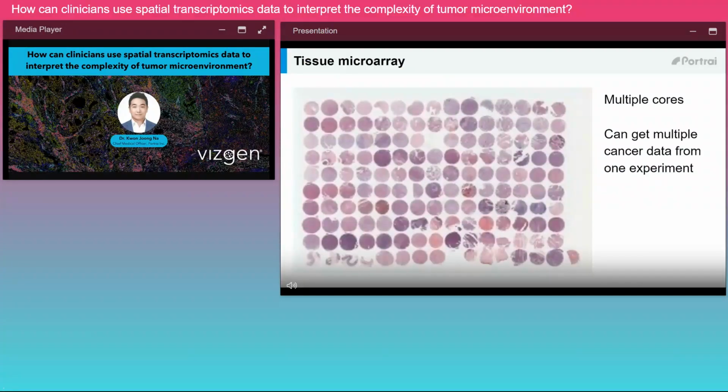So we think that using tissue microarray, we can generate multiple cores from multiple patients in a single experiment. This approach allows us to collect comprehensive cancer data efficiently, addressing the high cost associated with analyzing multiple samples. By integrating tissue microarray with spatial transcriptomics, we can significantly reduce the expenses and streamline the analysis process, making it more feasible to conduct large-scale studies.